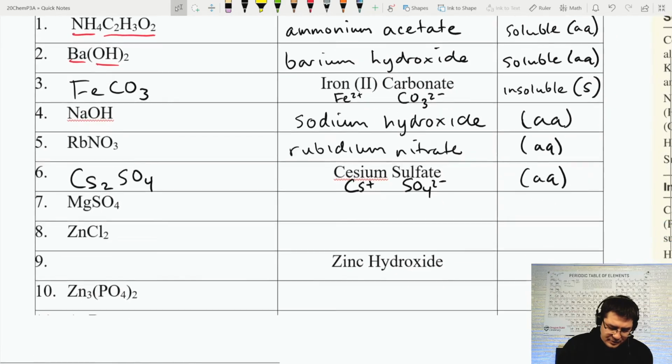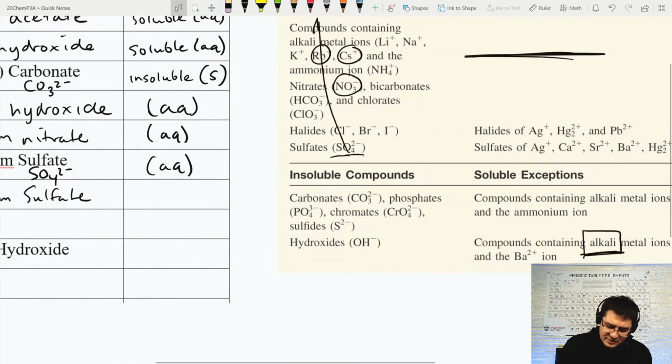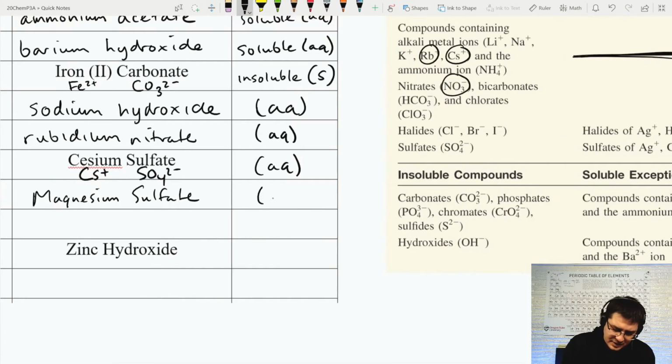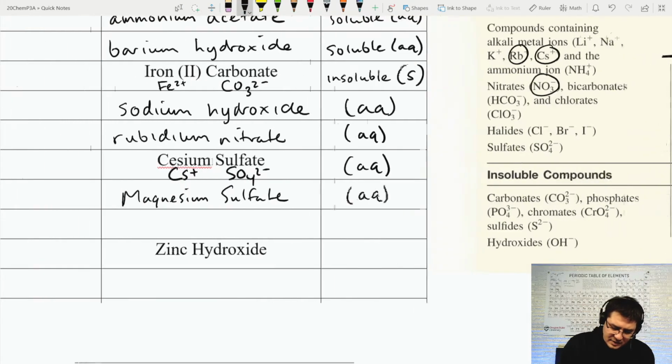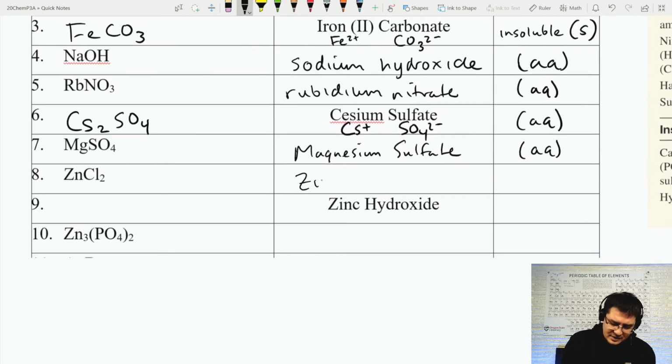Okay, let's do a couple more. Magnesium sulfate. Okay, sulfates are generally at the top of the list. They're soluble. Magnesium's not an exception. So this would be AQ.